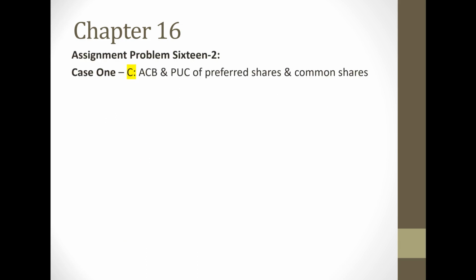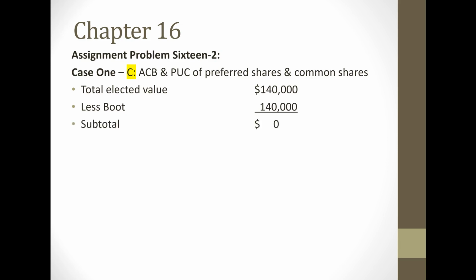Moving on to part C, now we have to determine the ACB and PUC of the preferred and common shares. Now, earlier on in this online tutorial, we said that for the ACB, we basically take the elected value minus the boot, and that's going to be the amount that would be allocated to the ACB of the preferred and common shares. Now, we have 0 here. So even though we're supposed to allocate the residual to the preferred shares first and then the common shares, because we have 0, we know then that the ACB of the preferred and common shares will both be 0.